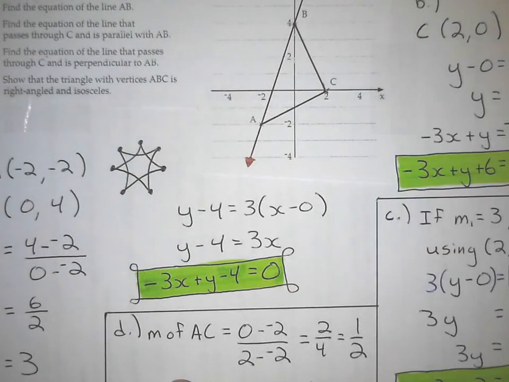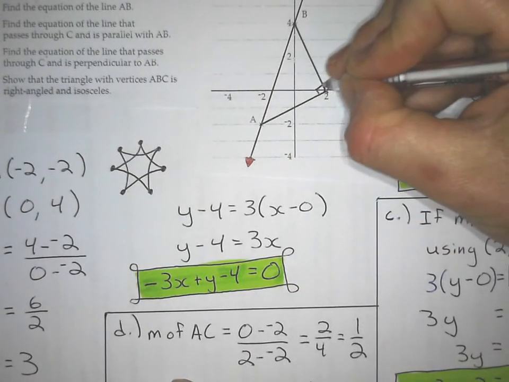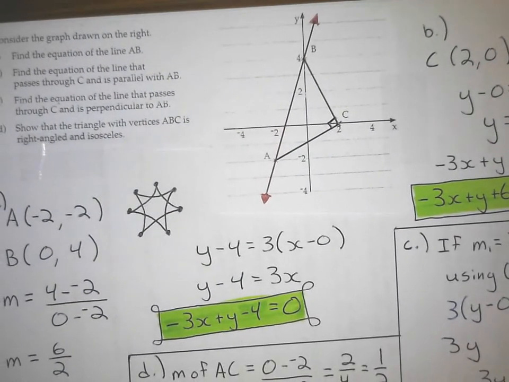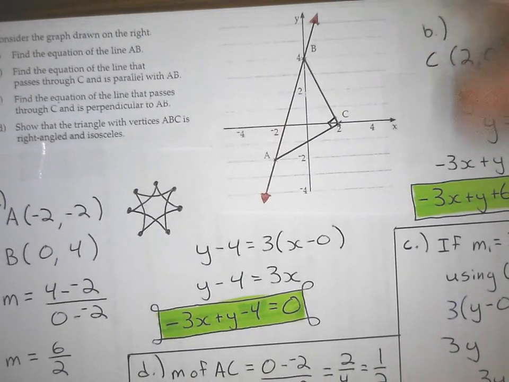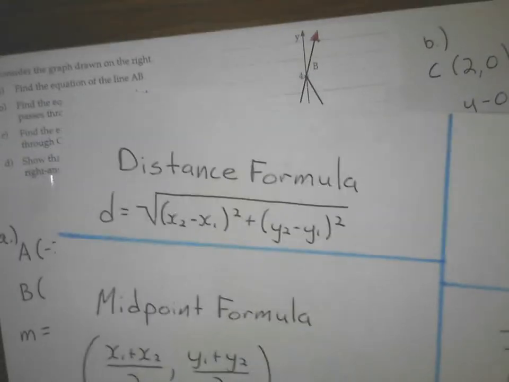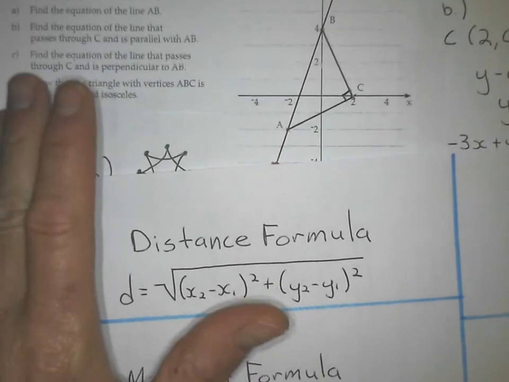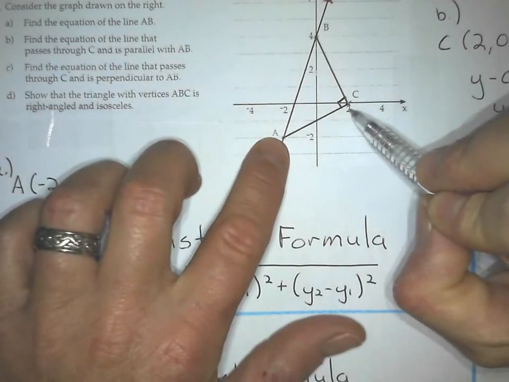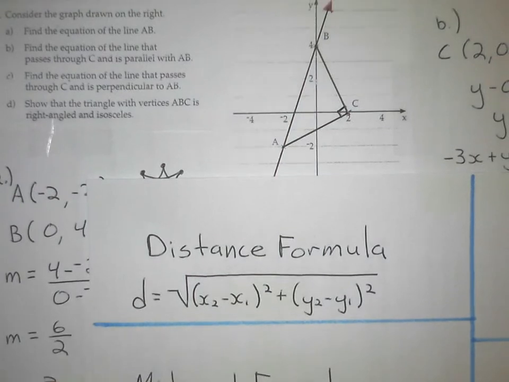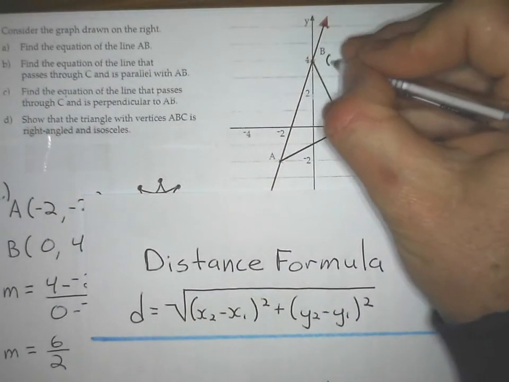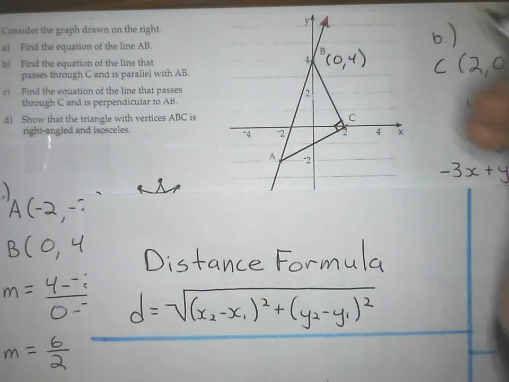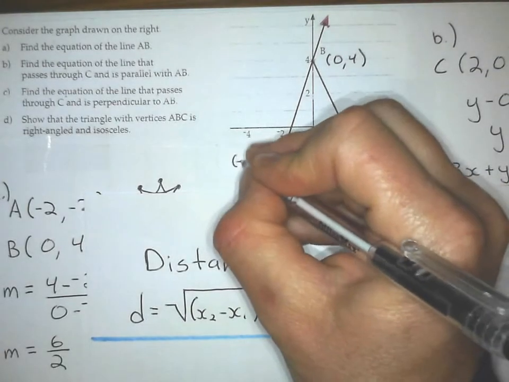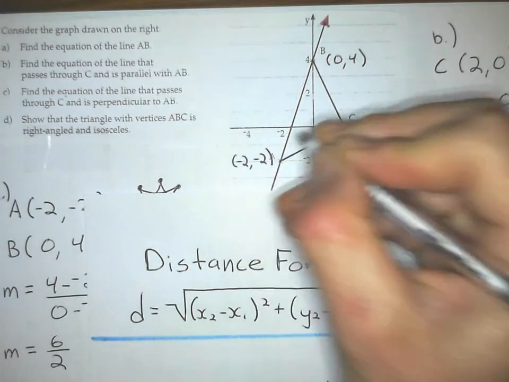And it kind of looks like a right triangle, so let's put a 90-degree symbol in there, now that we know for sure. Okay, now my next step is to prove that it's isosceles, so I'm going to use the distance formula to prove that BC is equal to AC. And I have the coordinates for all of them, so I'll just write them in. 0, 4, 2, 0, and negative 2, negative 2.